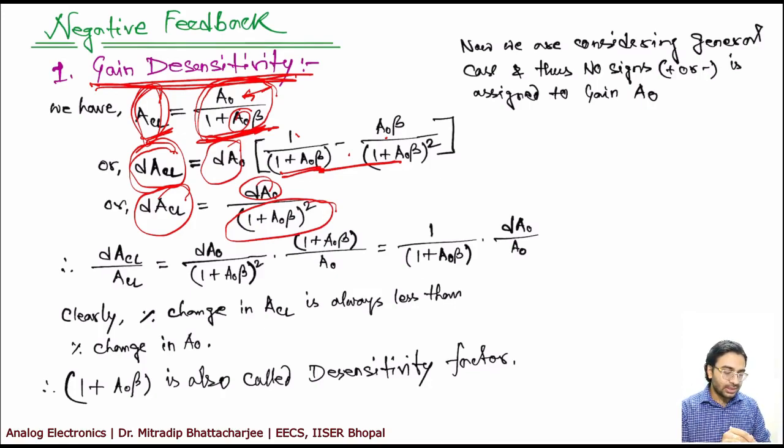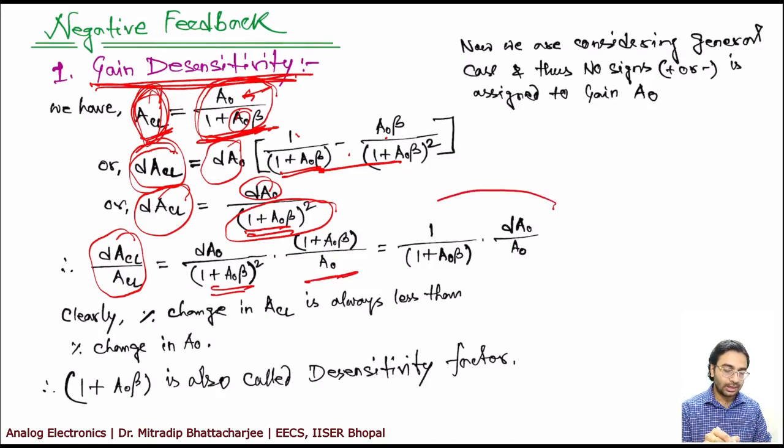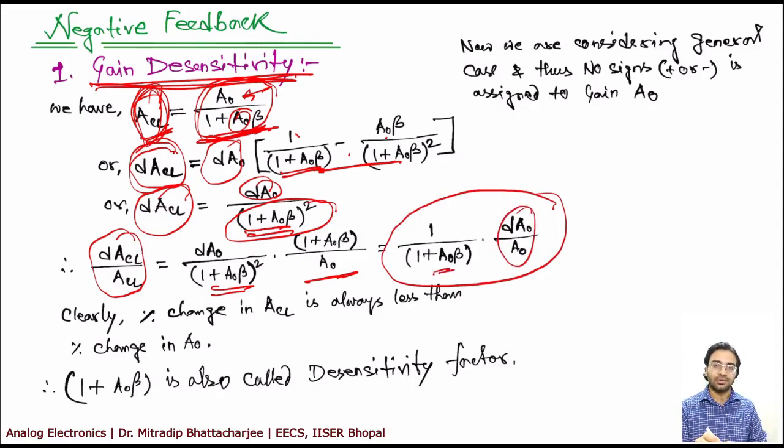So therefore, dACL divided by ACL is equal to dA0 divided by (1 plus A0 beta) square, and then you put the value of 1 by ACL over here. You'll get it is 1 by (1 plus A0 beta) into dA0 by A0.